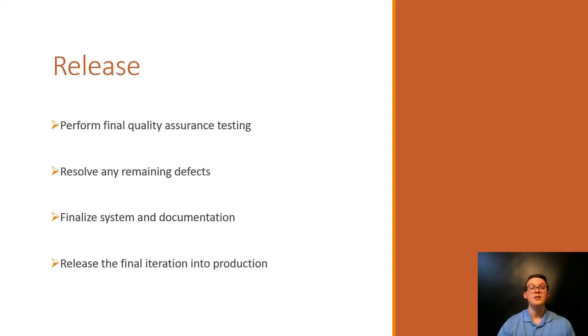The fourth step in Agile is the release. This is where you'll finalize quality assurance testing, fix any lingering defects, finalize system documentation, and release it into production.